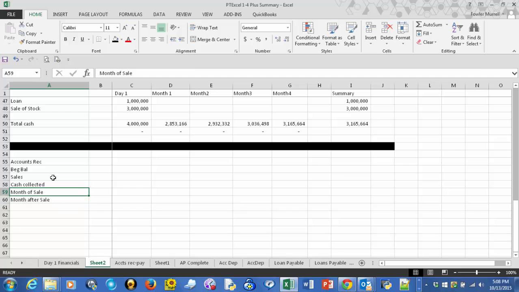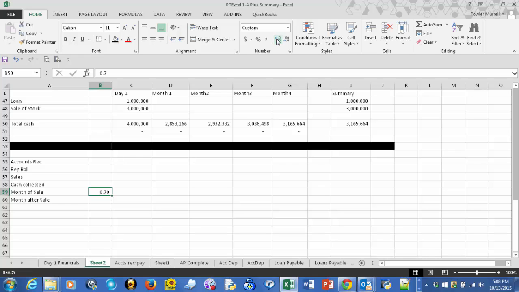We need to put in a set of factors that will determine how our receivables are collected. For purposes of this demonstration, we will assume that 70%, 0.7, will be collected in the first month. Now, why did it not come out as 0.7? Well, that's just about formatting. So we need to put decimal points in.